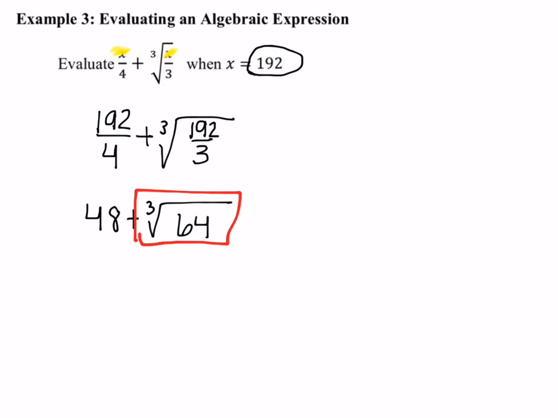Now that's something that we can work with. The cubed root of 64, we learned, was 4. So this really becomes 48 plus 4. Same signs combine, and we get 52.